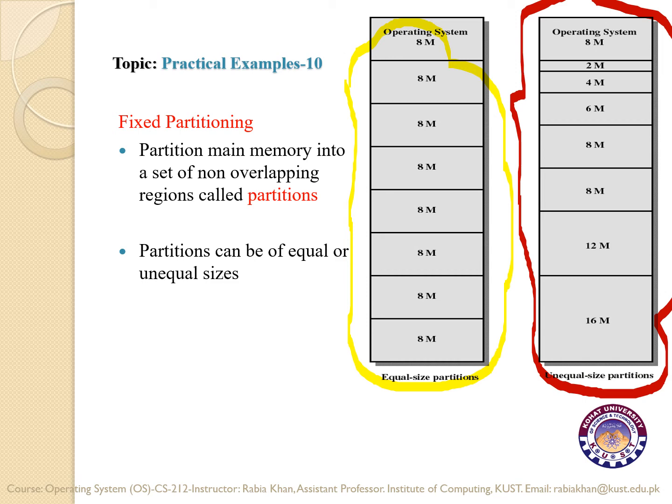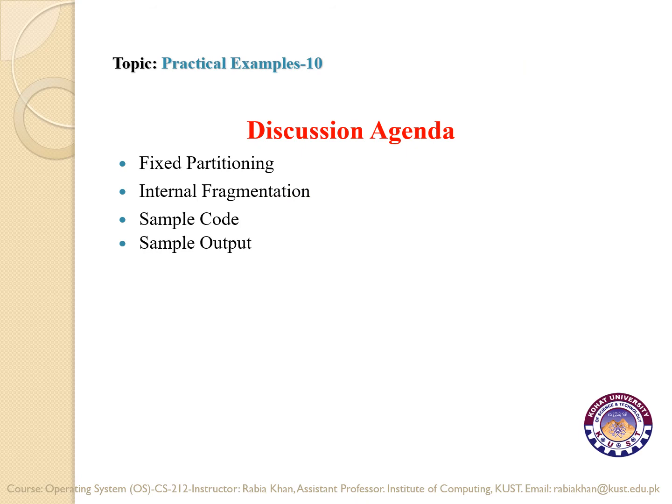If a process is smaller in size than the partition, it would occupy the whole partition. For example, a process of size 2 MB would reside in an 8 MB slot. It would utilize 2 MB while wasting 6 MB. Now let's see how internal fragmentation is created by fixed partitioning.